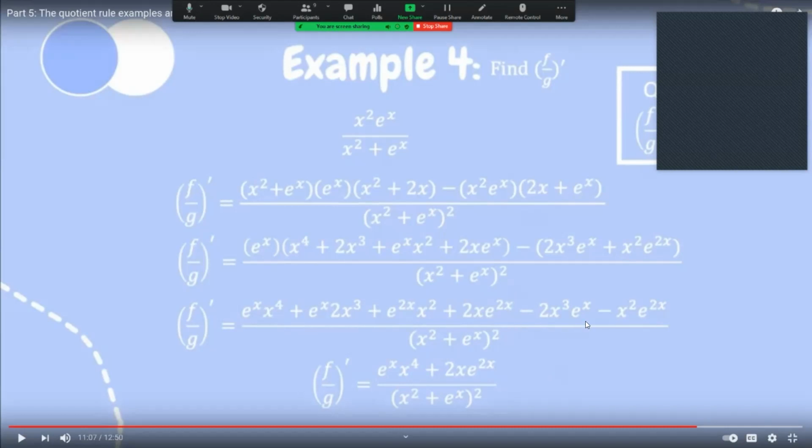So it just happens to be the case that I have a negative 2x cubed e to the x here and a positive 2x cubed e to the x here, right? Writing the e to the x in front or behind does not matter. So these guys, this and this, cancel. Also, the cubic terms cancel, and the quadratic terms cancel. E to the 2x x squared, e to the 2x x squared.